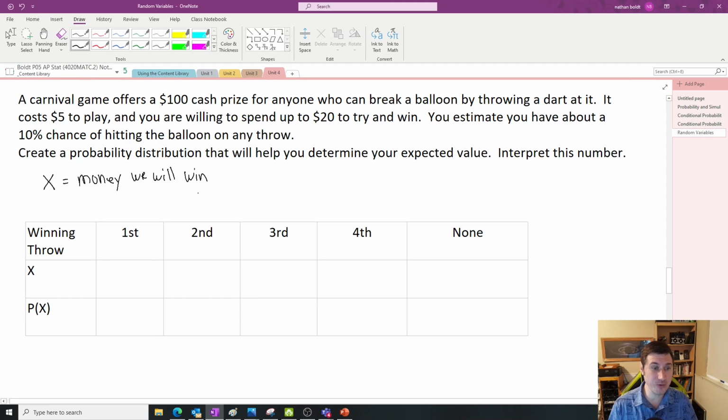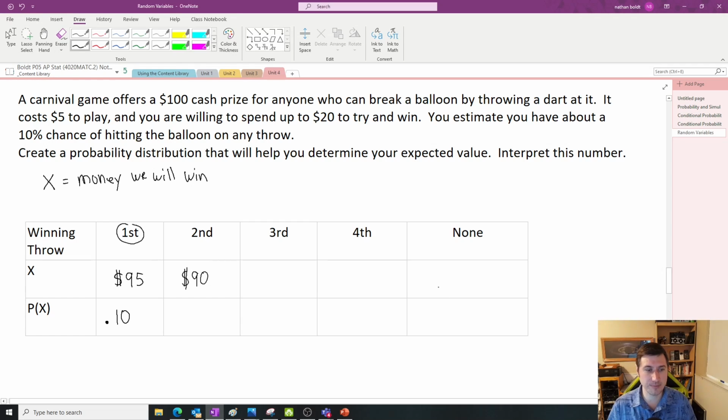Well, if we win on the first throw, we make $95. Because remember, we paid $5 to play, then we won on the first throw, so we get $100. It matches up to $95. So what are the chances of winning on your first throw? Well, 10%. We said that we figure we have a 10% chance of hitting the balloon. So there's a 10% chance we will win $95. All right, but if we don't, we might win on the second one. Well, if we win on the second throw, now we only make $90.